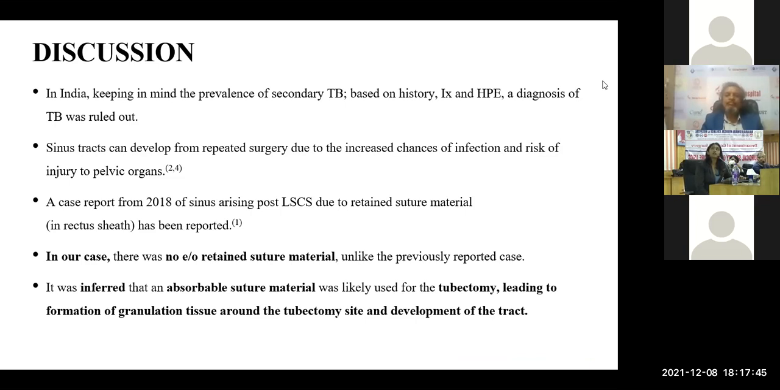Sinus tracts can develop from repeated surgeries due to increased chances of infection and risk of injury to pelvic organs. A case report from 2018 of sinus tract arising post LSCS due to retained suture material in the rectal sheath has been reported. In our case, there was no evidence of retained suture material, unlike the previously reported case. Here, it was inferred that an absorbable suture material was likely used for the tubectomy, leading to formation of granulation tissue around the tubectomy site and development of the tract.